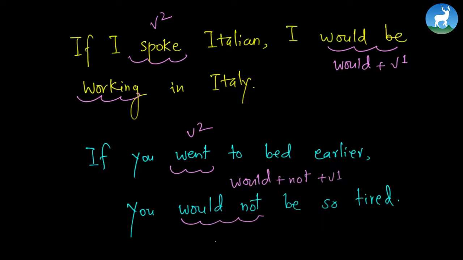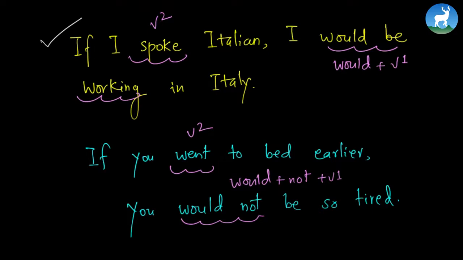This is called present conditional, right? So V2 in the if clause, comma, followed by present conditional in the main clause. That's the rule. And I guess the rule is pretty easy, right? It is easy. Tell me it's easy. It's very easy. Now let's go to the third type of conditional.